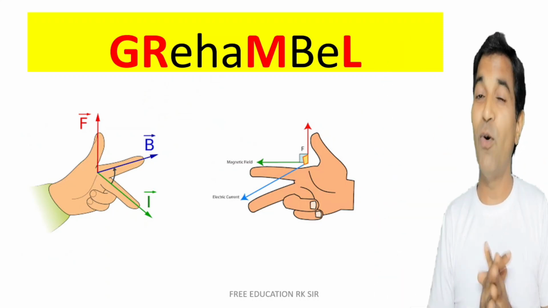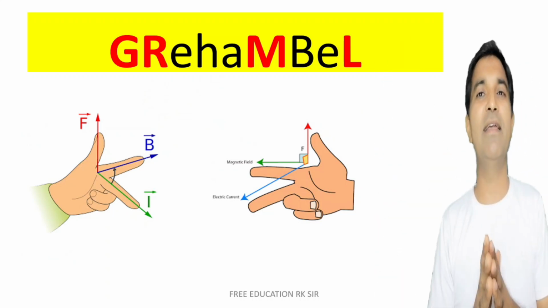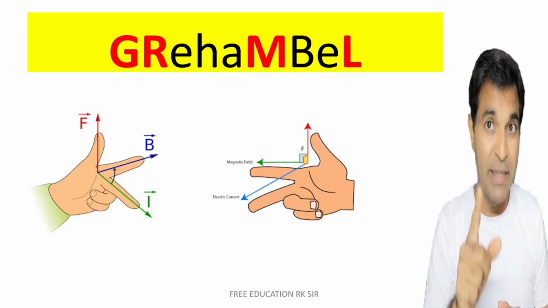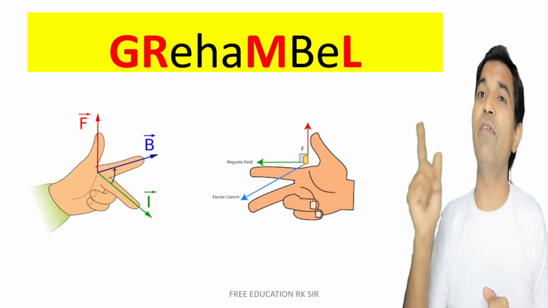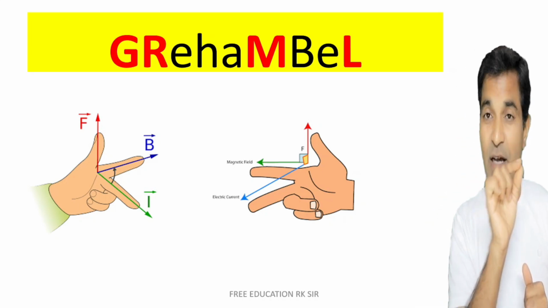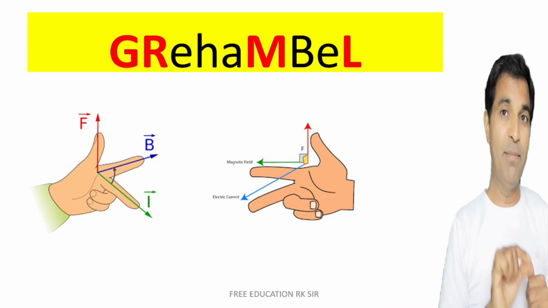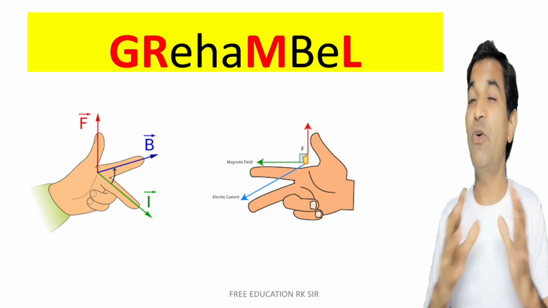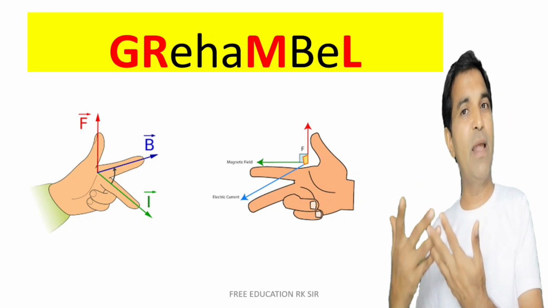Graham Bell. Now who is Graham Bell? Graham Bell is the inventor who invented the telephone, right? Graham Bell was the inventor who invented the telephone, right? Now the alphabets in his name may give us an easy clue to remember where to apply the left hand rule and where to apply the right hand rule.